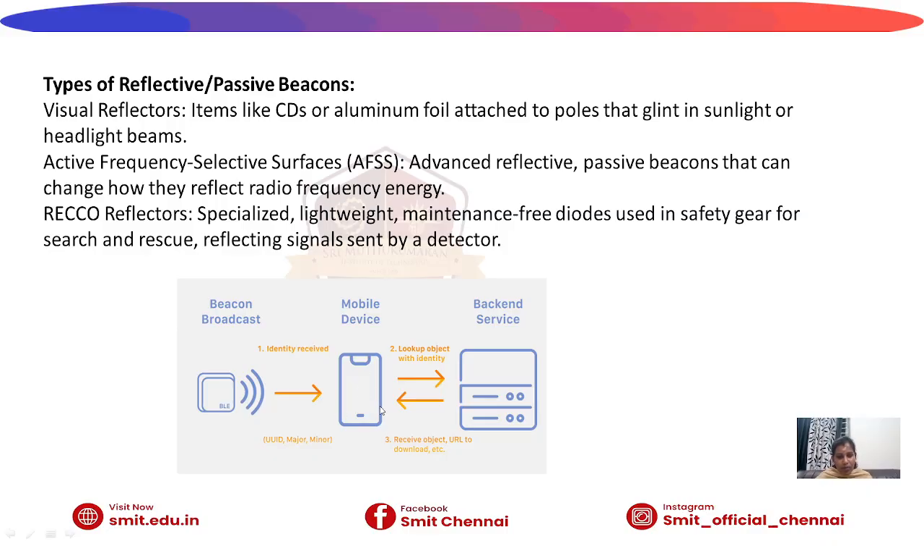Here is the beacon broadcast, which uses BLE technology in a Bluetooth device, and it identifies if it receives the identification from the mobile device. Then it gives it to the backend service, that is, it receives an object URL to download something, and it looks up the object with the identity, right? So it transmits the identity and it receives some data, that may be a downloaded data or object or URL, that may be anything, and that may be a Word data also, right?